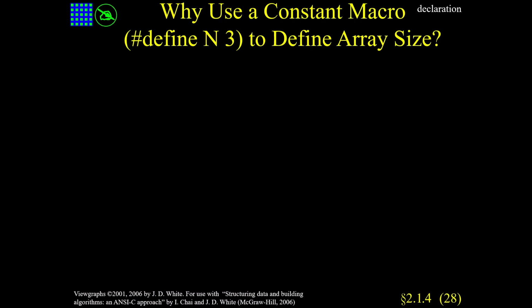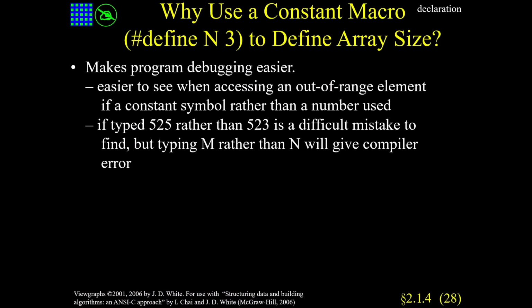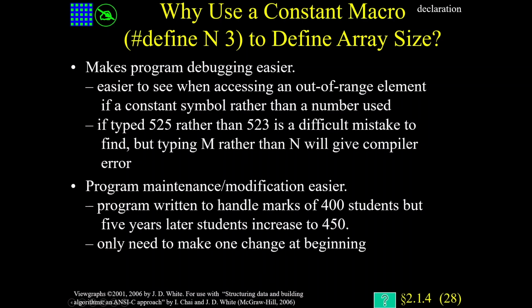We use a constant macro to define the array to make program debugging easier. It's easier to see when accessing an out of range element if you have a constant symbol rather than a number. So if I want an array that's 525 long, I can easily type 523 somewhere else and I can't find that mistake. If I use N everywhere, I can find the errors much quicker. And I can also change the program more easily. If I write a program for handling the marks of 400 students and my class goes up to 450 students, I only need to make one change at the beginning of my program.